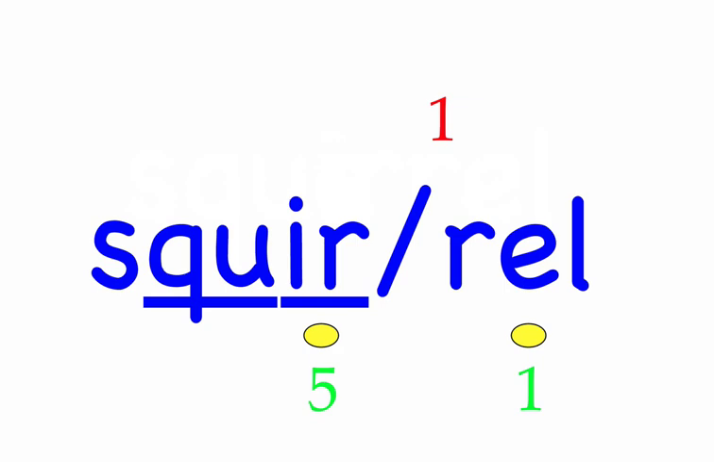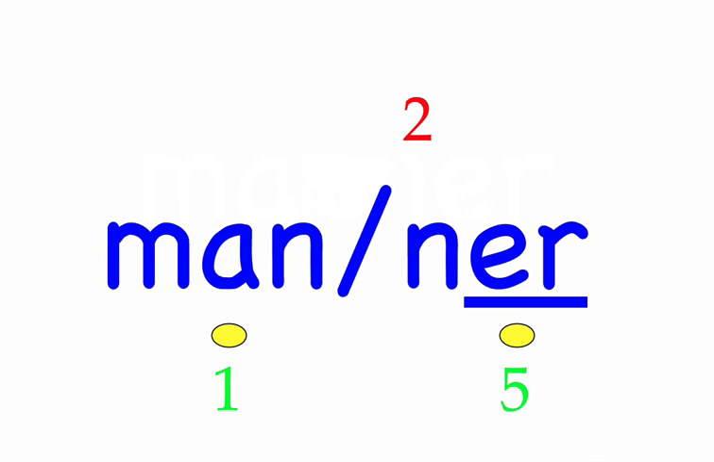Manner. What manner of boat do you plan to go across the lake in? Manner. Man, three sounds. M, a, n. Ner, two sounds. N, er. Manner. Mark the word.